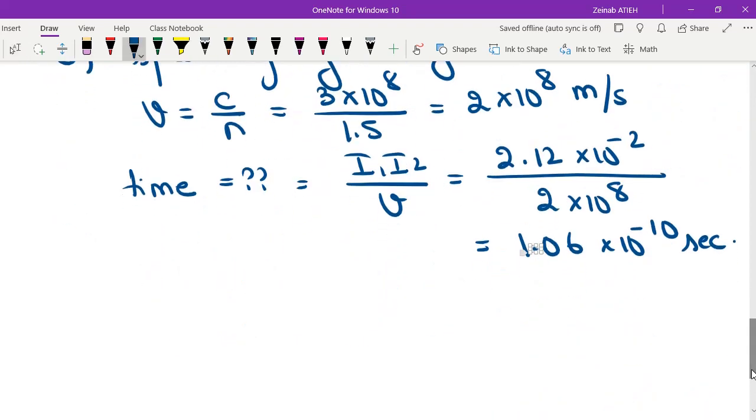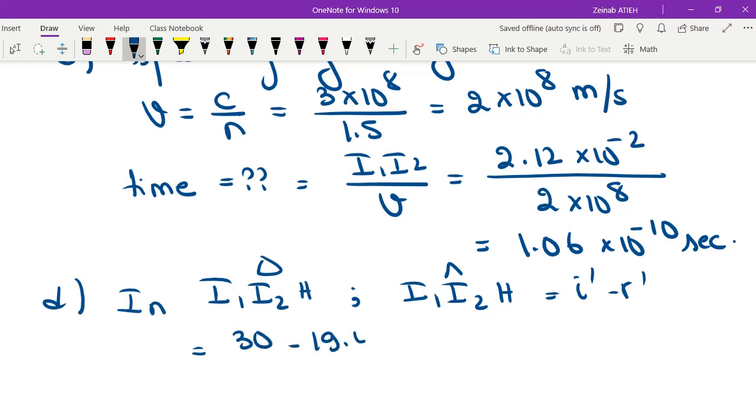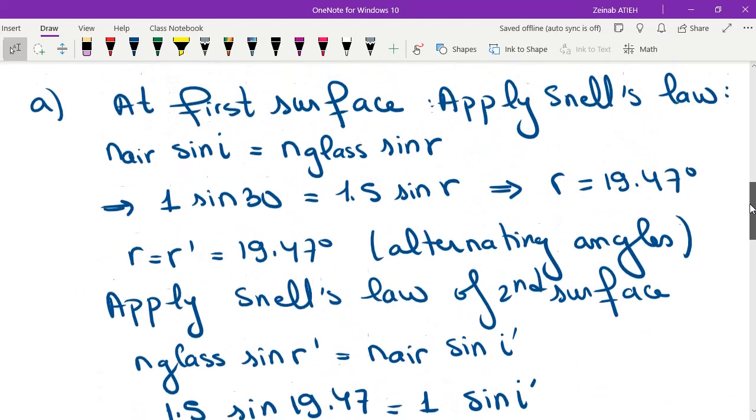So this is part D. In this triangle, the angle I1 I2 H, the one I colored with green, is equal to I prime minus R prime. I prime was 30 and R prime was 19.47. This gives us 10.53 degrees. So this is the angle I1 I2 H. Now I will use the same triangle to find the distance I1H.